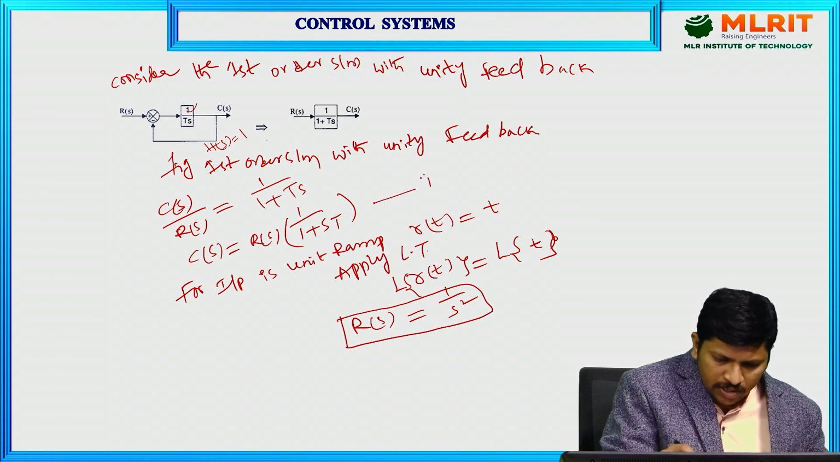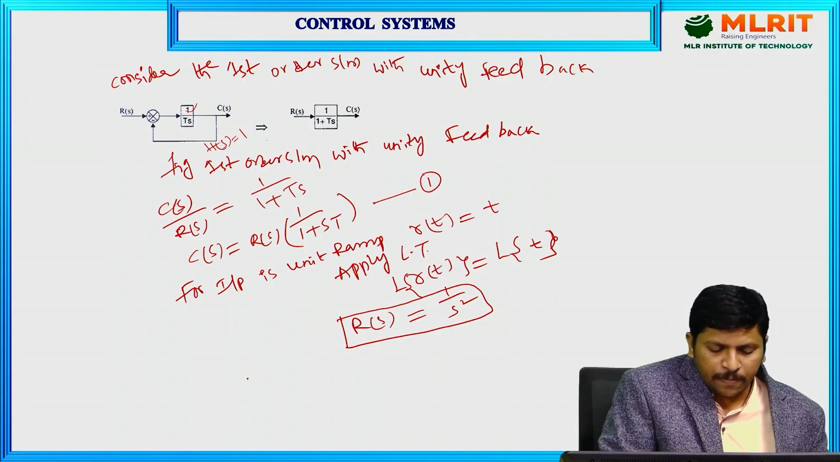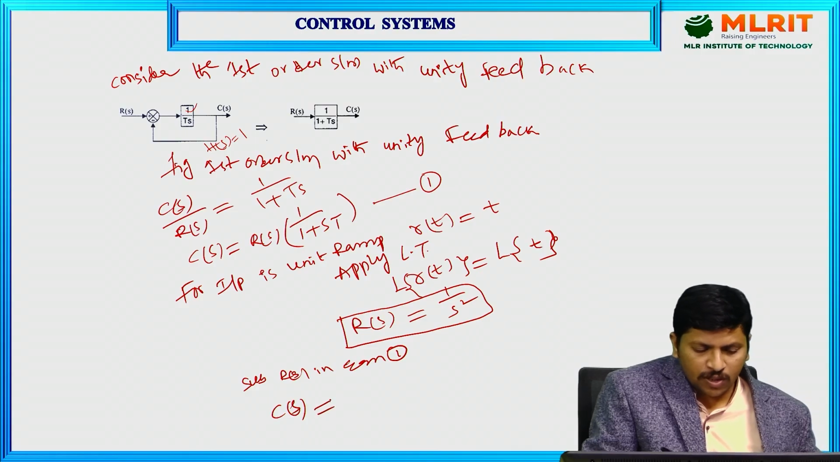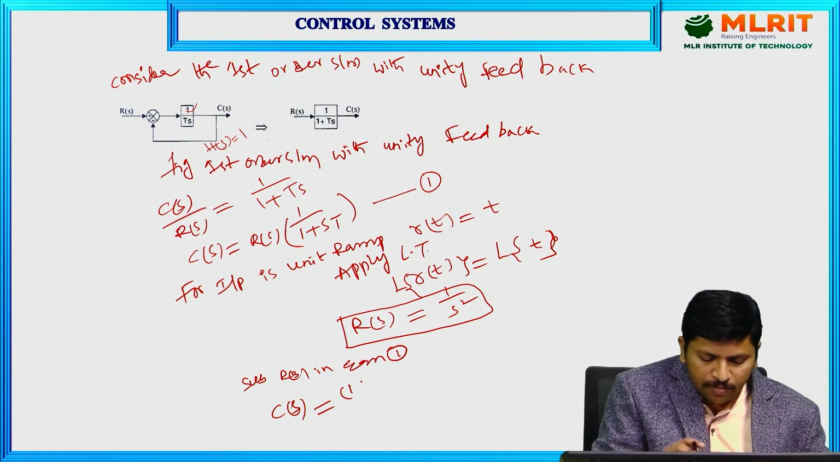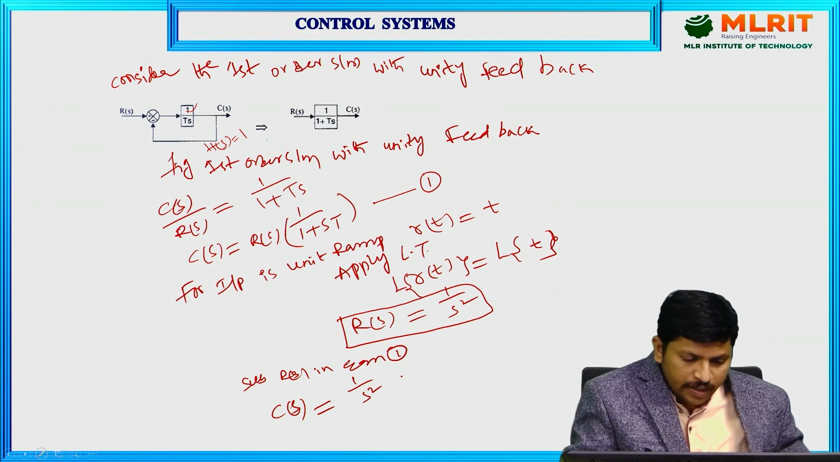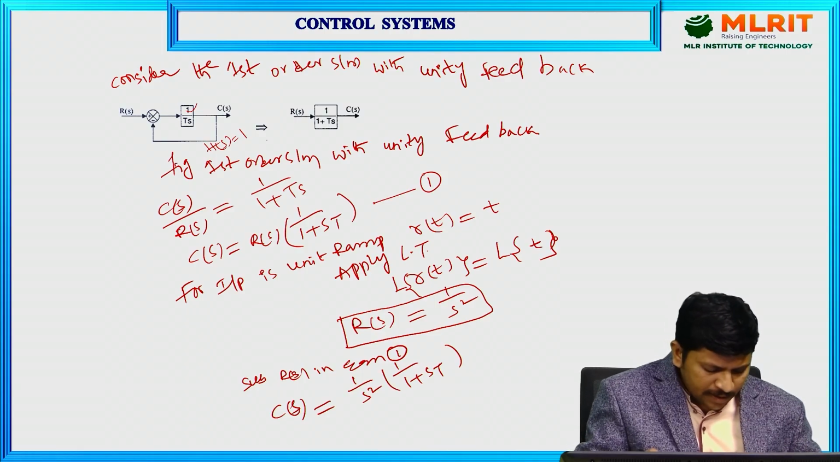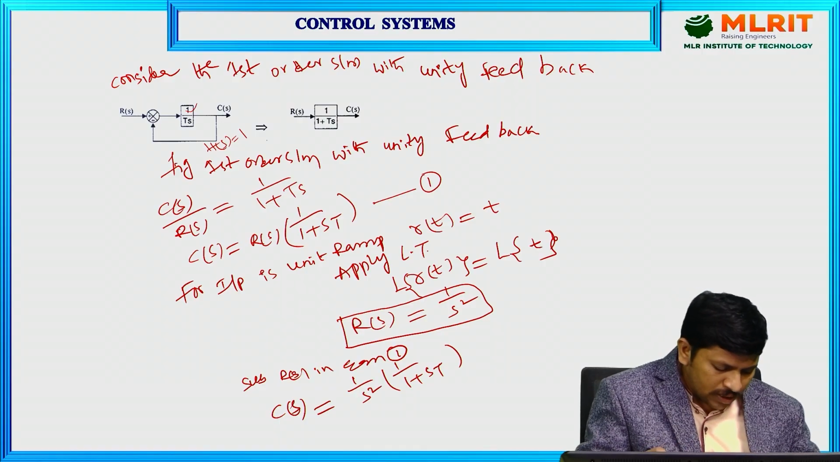Substitute R of s in equation 1. Then we get C of s equals R of s, that is 1 by s square, into 1 divided by 1 plus sT, that is, 1 by s square into 1 by 1 plus sT. After that, apply the inverse Laplace transform to this equation.